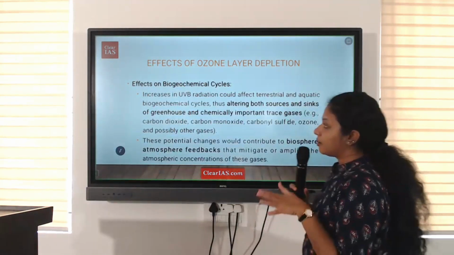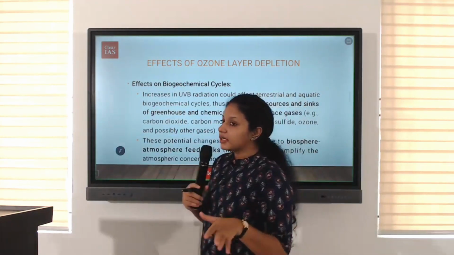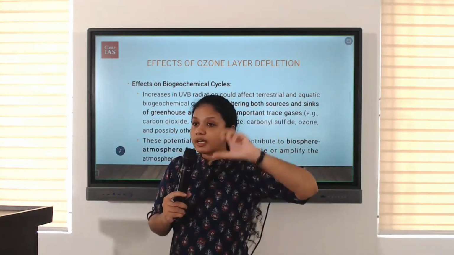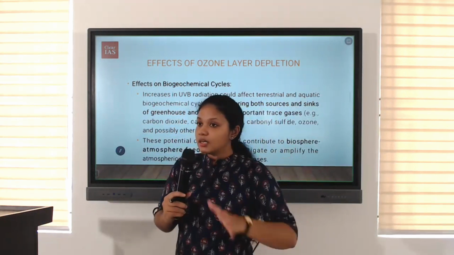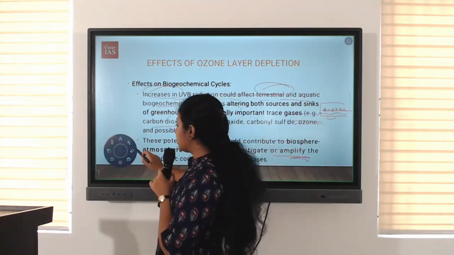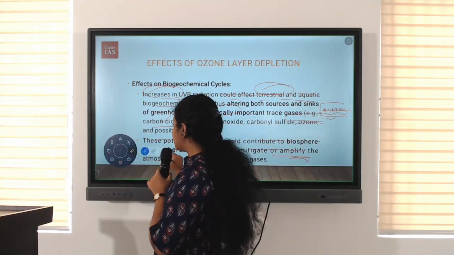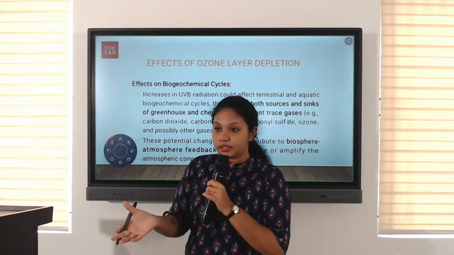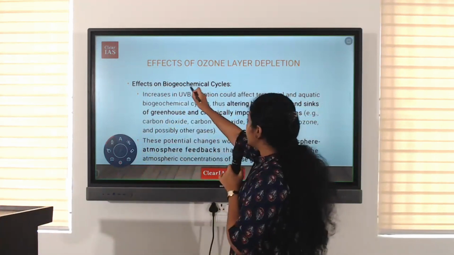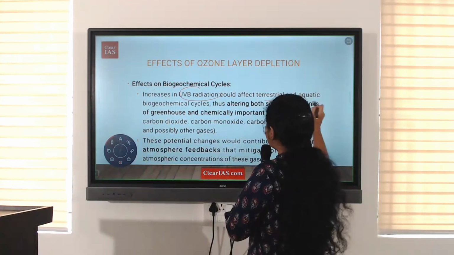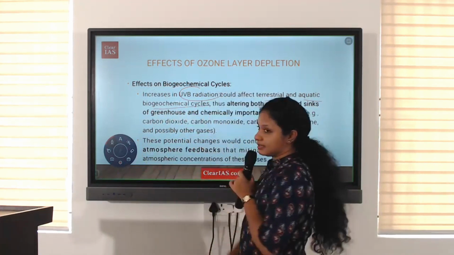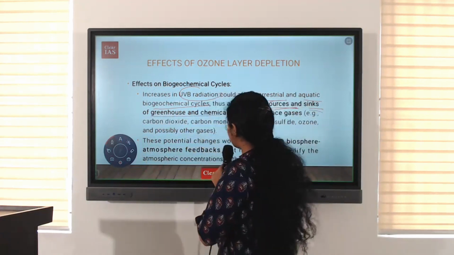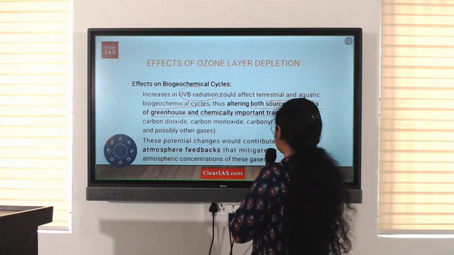Next one is the effect on biogeochemical cycles. You have heard about the carbon cycle, phosphorus cycle, etc. Like cycles of gases, how they are produced, the nitrogen cycle, etc. Right? So biogeochemical cycles are also getting affected. These biogeochemical cycles are required for sustaining life on Earth. Increase in UVB radiation could affect the terrestrial and aquatic biogeochemical cycles, thus altering both sources and sinks of greenhouse gases and chemically important trace gases.